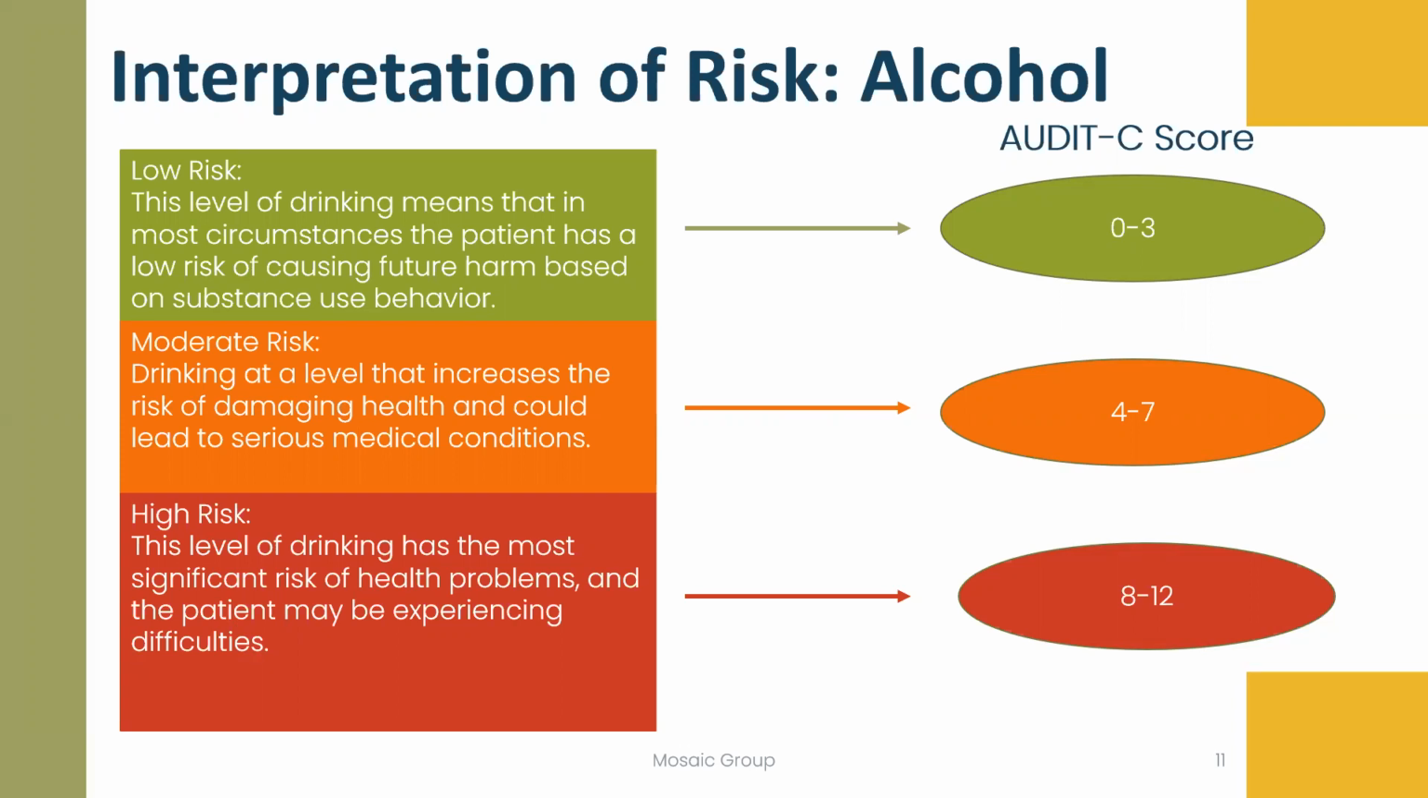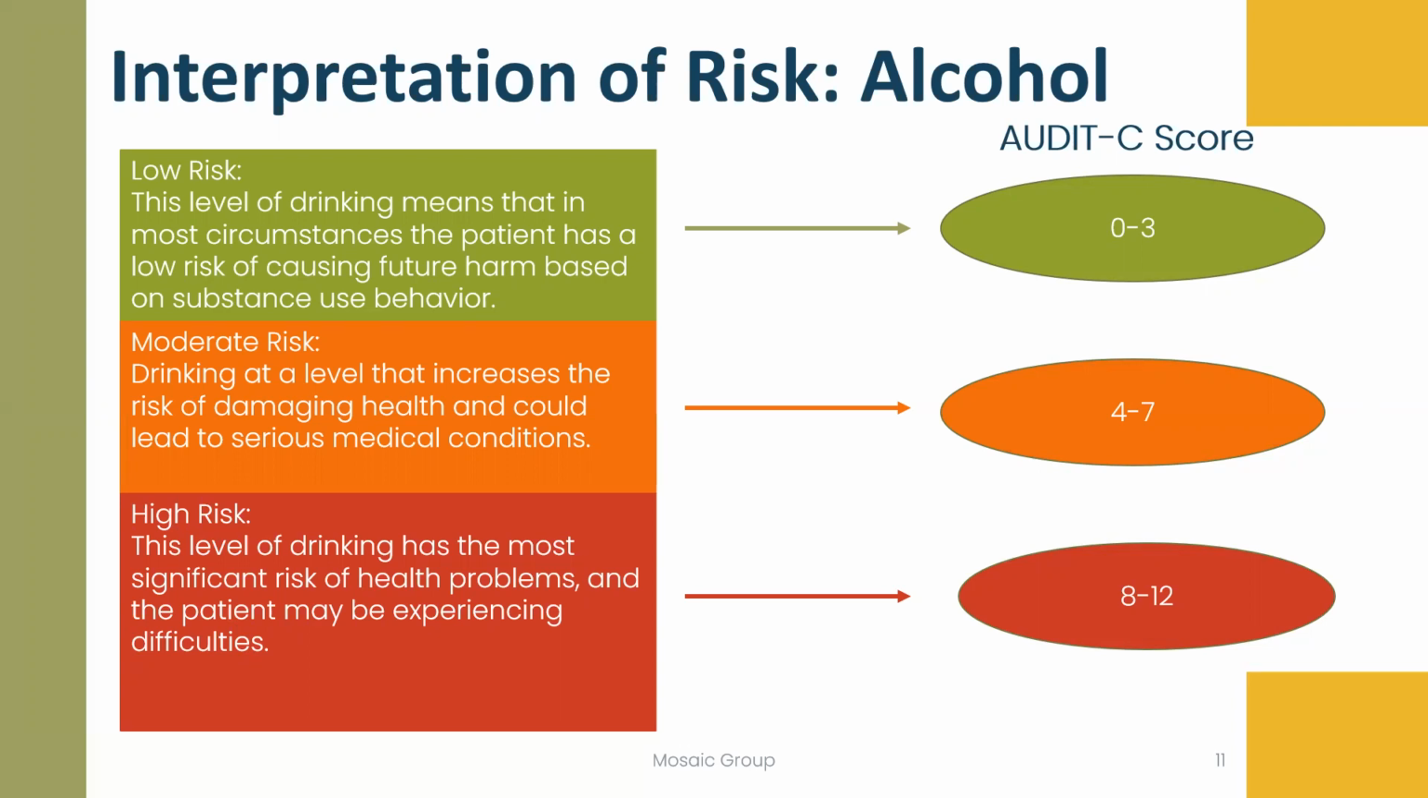And so it's important to know that for your patients that are scoring a 0 to 3 on the AUDIT-C, that's considered low risk and there's no intervention necessary from the provider. However, those patients that are scoring moderate risk, meaning that they've scored a 4 to 7 on the AUDIT-C, that demonstrates that drinking does have the opportunity of increasing the risk of damaging their health and could lead to serious medical conditions. And so that's considered moderate risk.